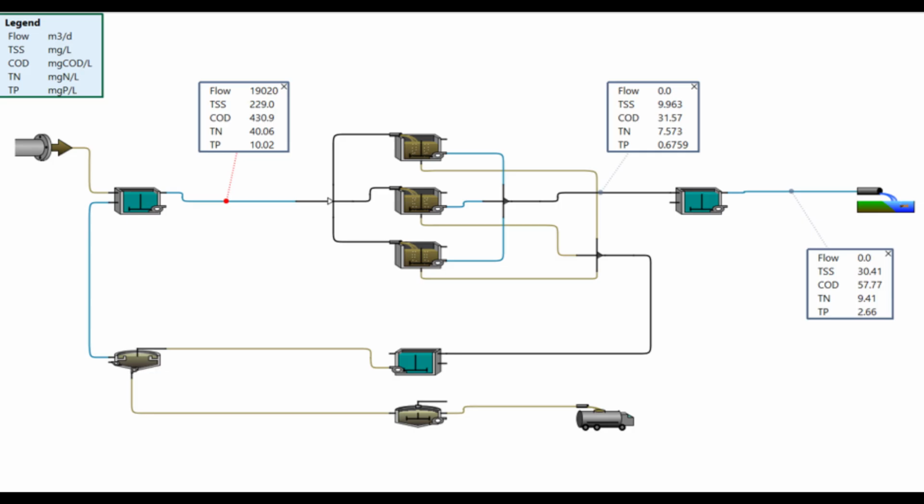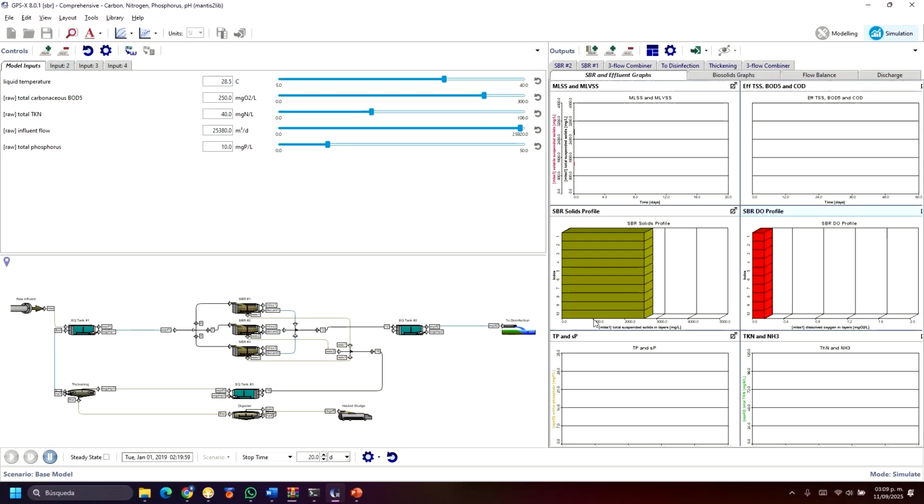As you can see, simulating SBR systems in GPSX is a very powerful tool, but it requires detailed configuration and a clear understanding of the hydraulics and the process operation.